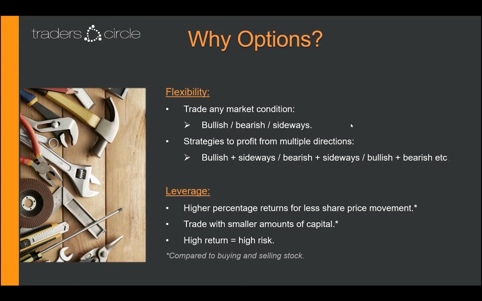Right? There's even strategies that profit from multiple directions. So you can make money if the stock goes up and sideways, or you could do a strategy where you make money if the stock goes down and sideways. You can even do a strategy where you make money if the stock goes up or down, right? Which is pretty cool. Like you lose money if it goes sideways because you can't make money on all three directions. So what you do is you do it around volatility events, like a reporting date.